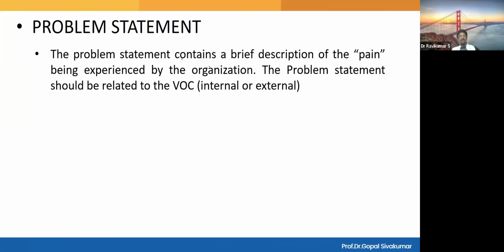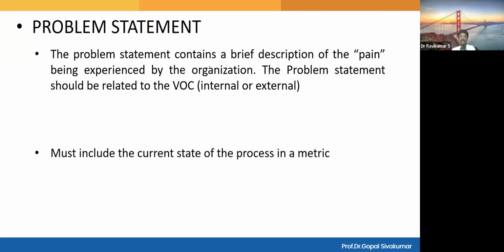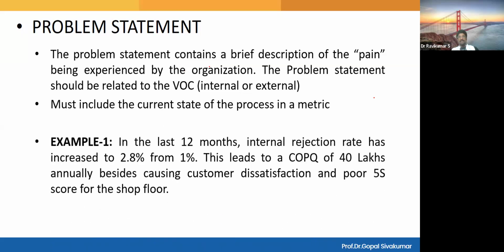Then comes the problem statement. The problem statement must explain the pain which is experienced by the customers and organization people, either VOC or VOB, either internal or external customers. What kind of pain? The customers are having so many rejections and they are sending the products back. It is creating a problem for them in providing the assembled products to the consumers. So it must explain the pain of both internal and external customers, in terms of numerical data.